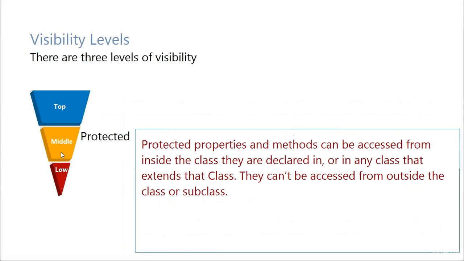Protected. The second level is protected. Protected properties and methods can be accessed from inside the class they're declared in or in any class that extends that class. They can't be accessed from outside the class or subclass.